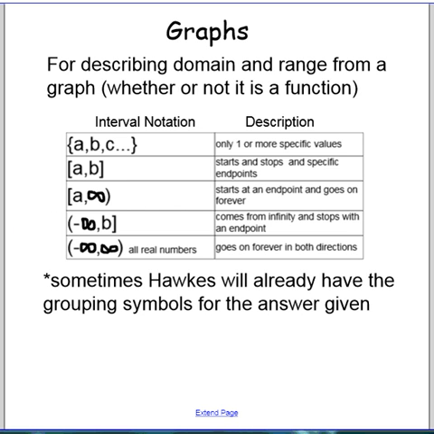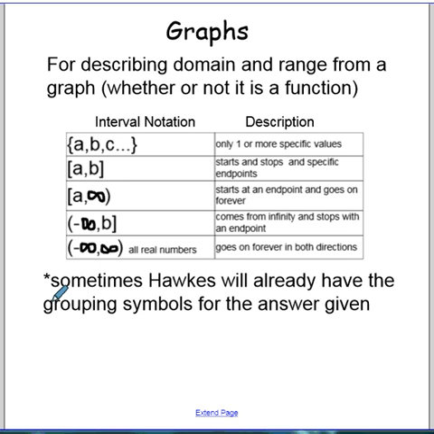And sometimes it'll come from negative infinity and stop at a specific point. So then your infinity comes first with a negative infinity and then your specific stopping point. So again, notice one side has parenthesis and then the other side has a bracket. Or you can have all real numbers, which would be negative infinity to positive infinity. And again, both sides have the parentheses because of the infinity sign.